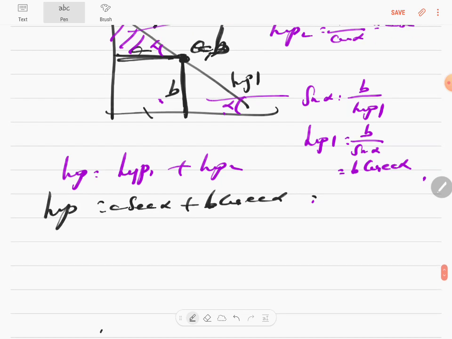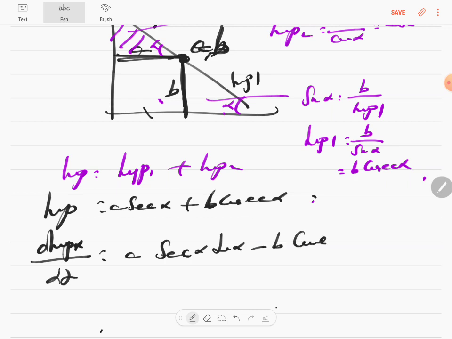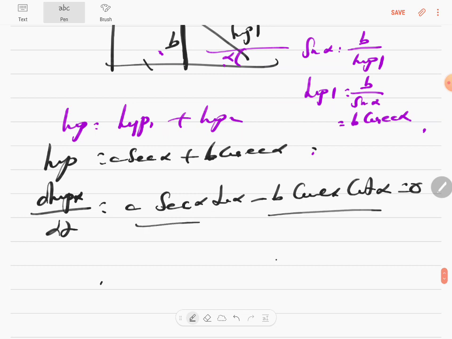So which can be differentiated with respect to alpha. You know, when the ladder is sliding like this, only the alpha keeps on differing. So then what is the variable is alpha. So d hypotenuse by d alpha is a into secant alpha tan alpha. Cosecant alpha is minus b cosecant alpha cot alpha is equal to 0. Therefore this is equal to this. So a secant alpha tan alpha is equal to b cosecant alpha cot alpha.